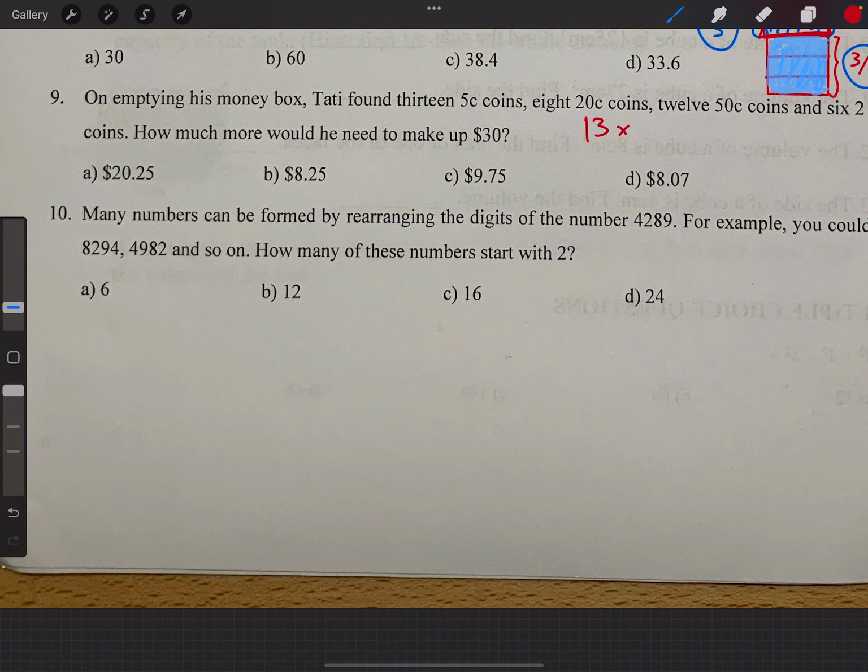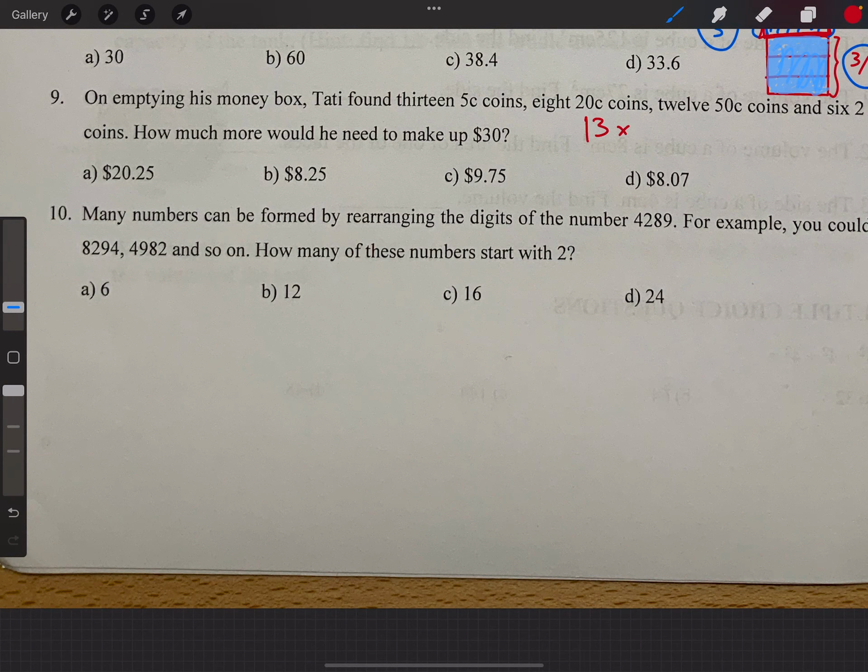Okay, let's add them all up. Actually, you know what, let's leave this in dollars. So you got 6 times $2, that'll be $12, right? Let's see how much all of these add up to. 13 times 5 will be 65 cents. 8 times 20 is 120 cents, or that could be $1.20. 12 times 50 would be $6.